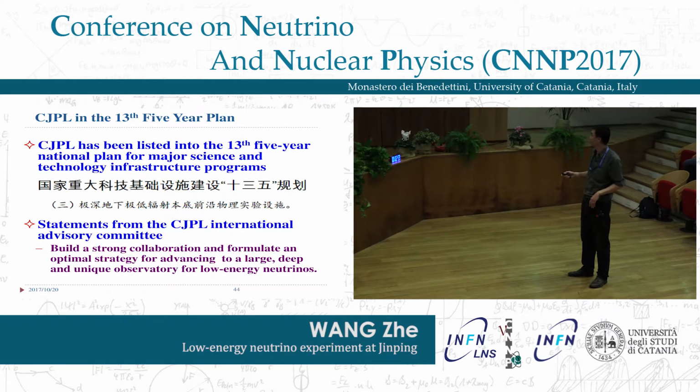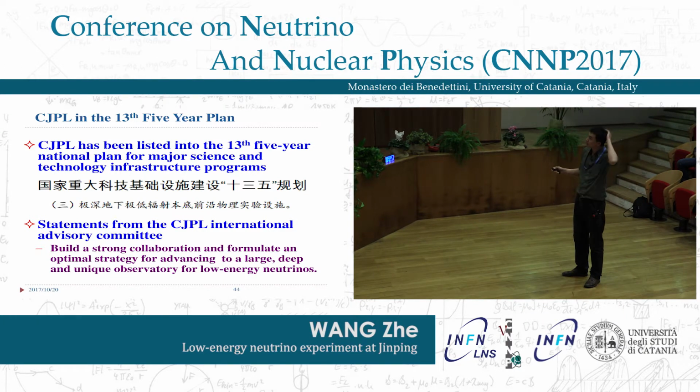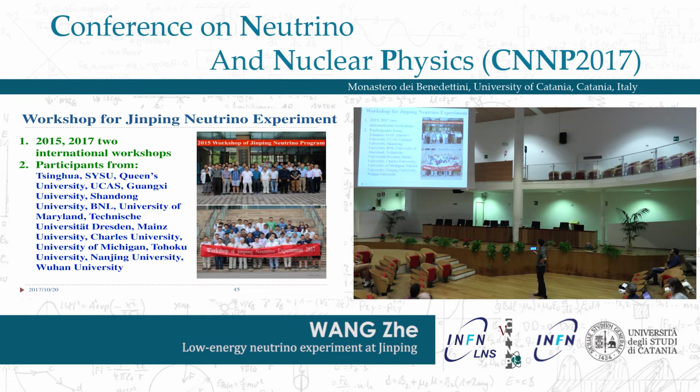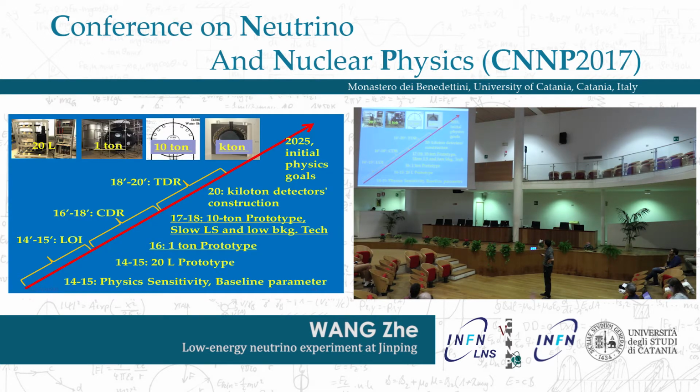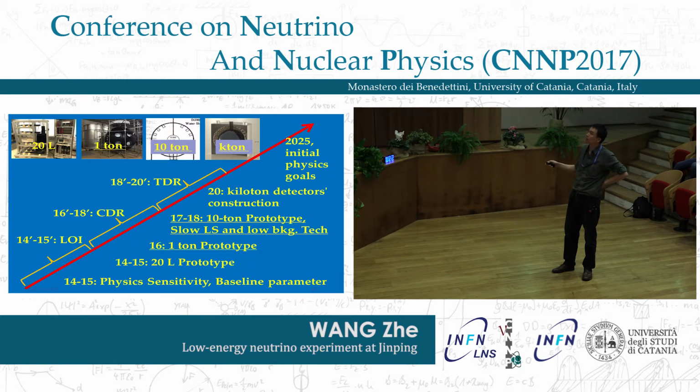So the next step for the Jinping Neutrino Experiment. The laboratory has been listed in the 13th five-year national plan for the major science and technology infrastructure program. We also have good support from the International Advisory Committee for the CJPL. This year in 2015, we had 2 international workshops for all the people who are interested in this experiment. Then this is our current schedule. We are kind of here. In this year and next year, we are working on a 10-ton prototype.